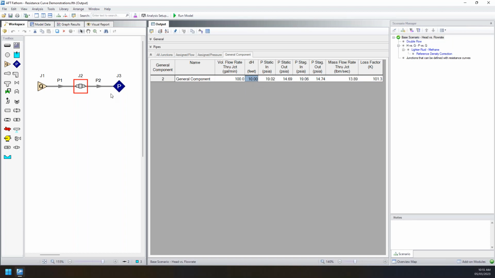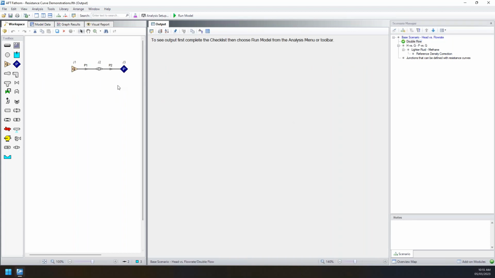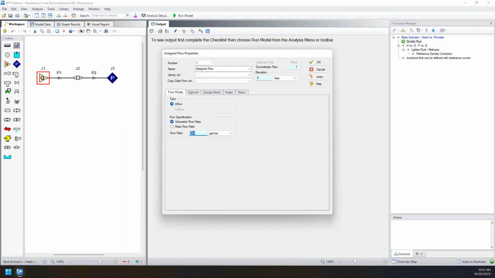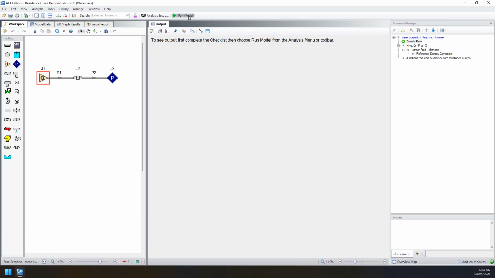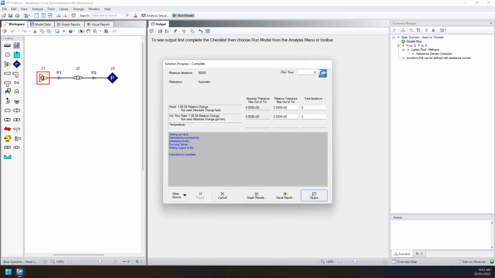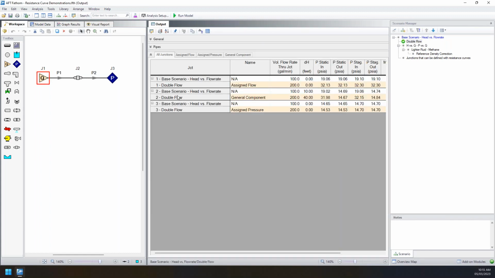So again, relatively simple. If we were to change this flow rate, let's say that we double our flow rate, where now instead of 100 gallons per minute, we're running at 200 gallons per minute, we should expect to see, again, not double our pressure loss, but quadruple our pressure loss because of that quadratic relationship. And now when we do our scenario comparison for our 200 gallons per minute, we see that 40 feet of head loss through component 2, which we've defined with our resistance curve.